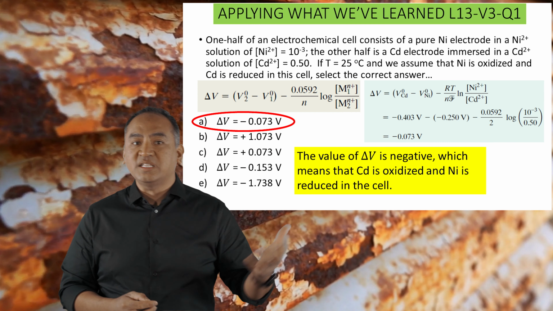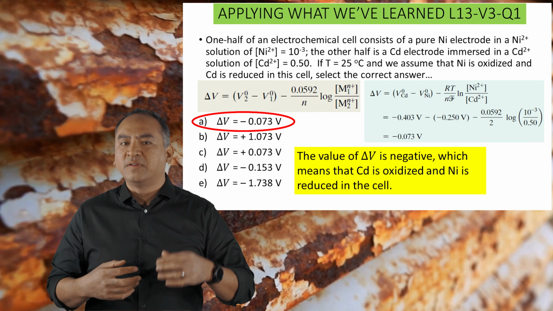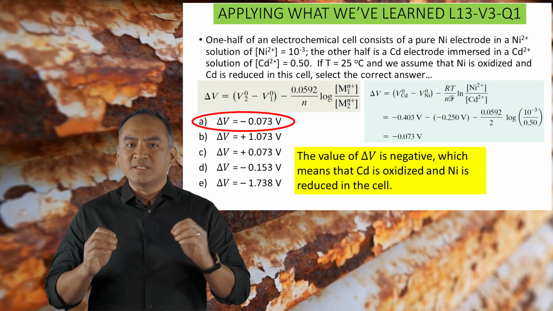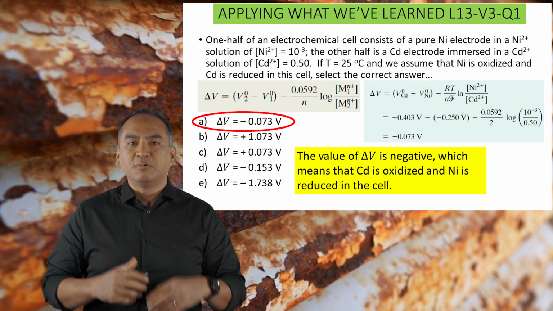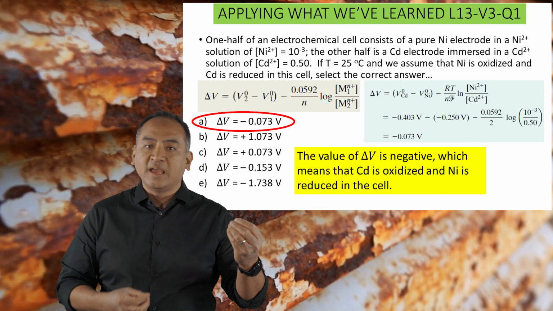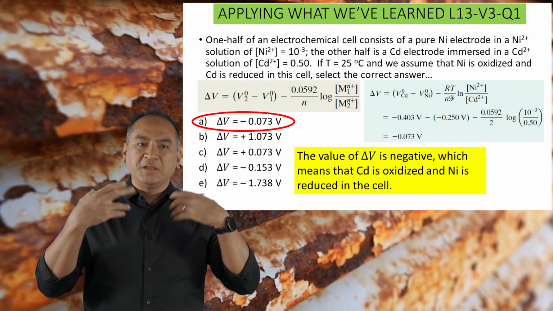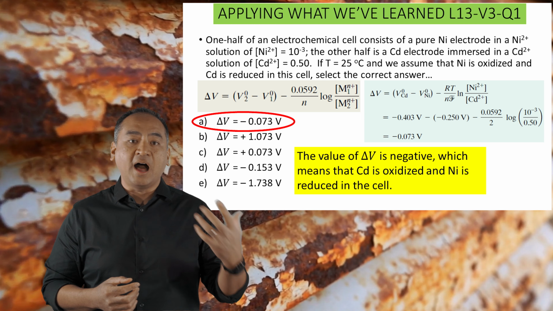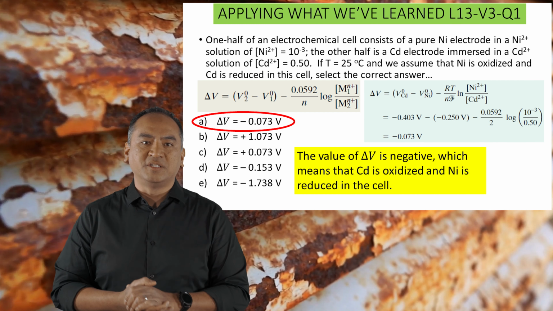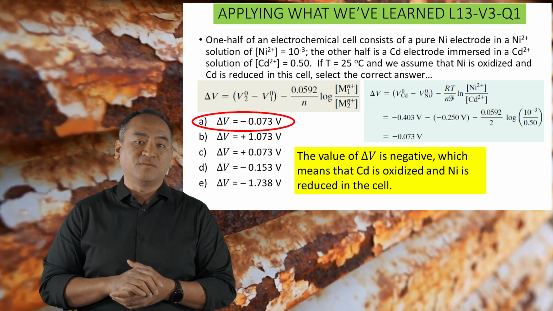If we plug in all these values into the Nernst equation, what results is a voltage difference of negative 0.073. Notice that this is a negative value, which indicates that the initial assumption that nickel is oxidized and cadmium is reduced is incorrect. If we assume that cadmium is oxidized and nickel is reduced, we will obtain a positive value for delta V, which means that this is what truly occurs when the two half cells form a galvanic couple.